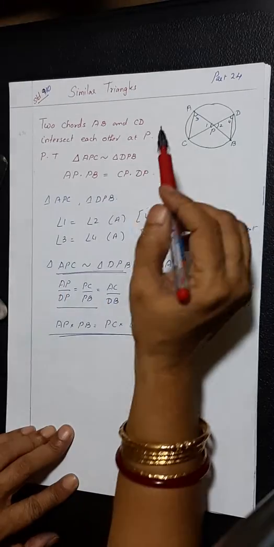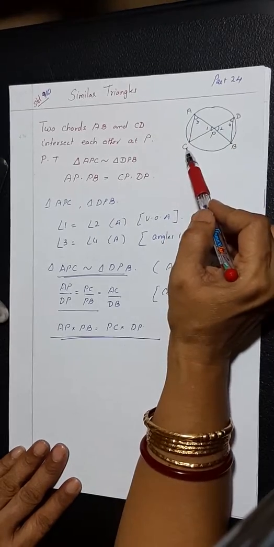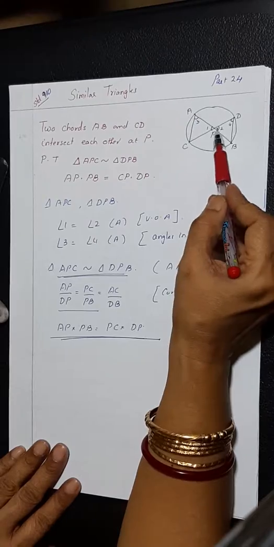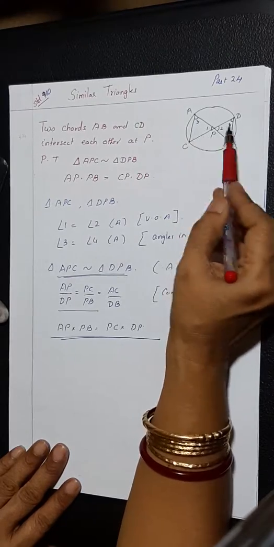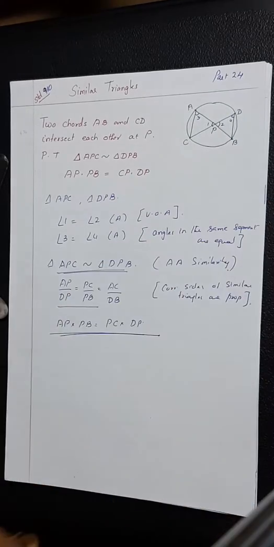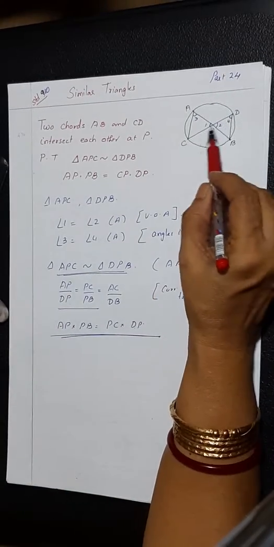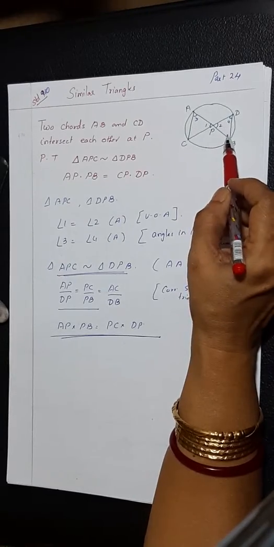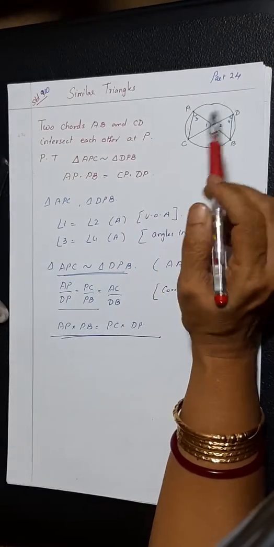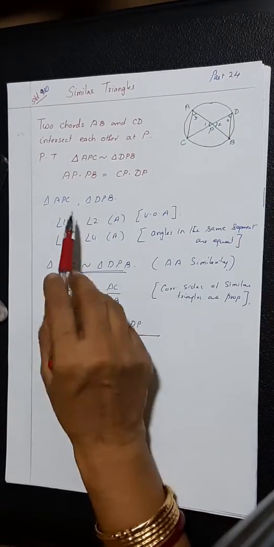Welcome to the chapter similar triangles for standard 10. Here in this question, a circle is given and AB and CD are two chords which intersect at P. It need not be at the center. P is any point inside the circle. Now we have to prove triangle APC is similar to triangle DPB, and AP into PB is equal to CP into DP. So, let us consider these two triangles APC and BPD.